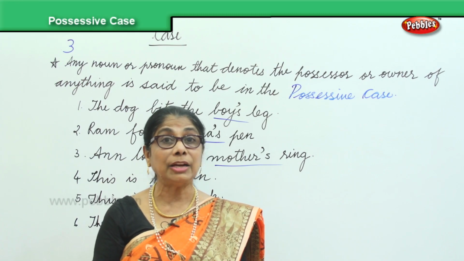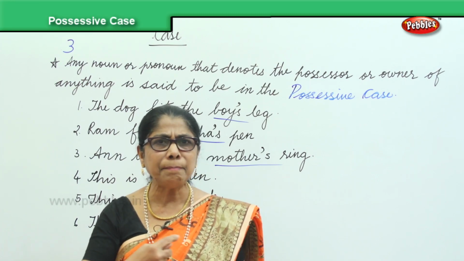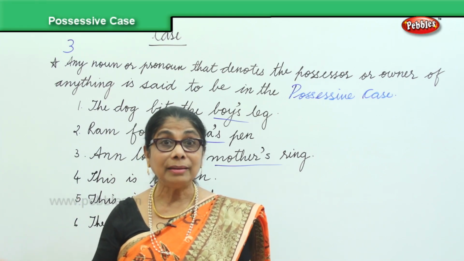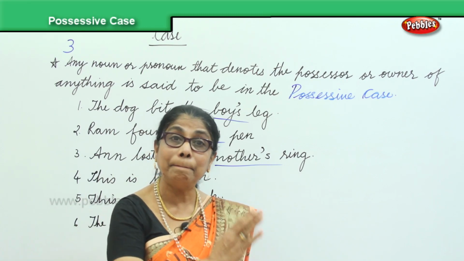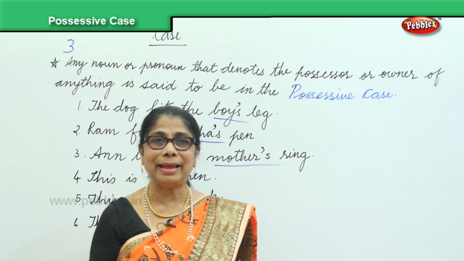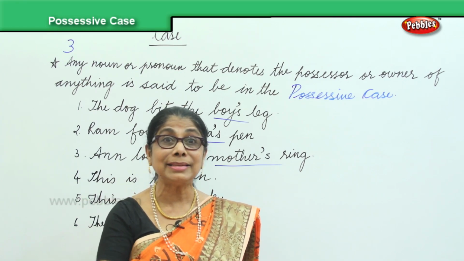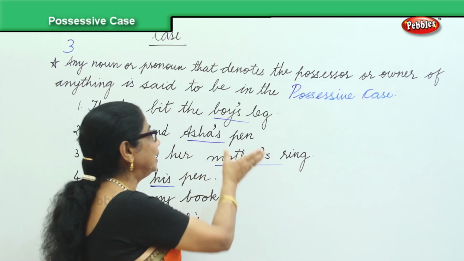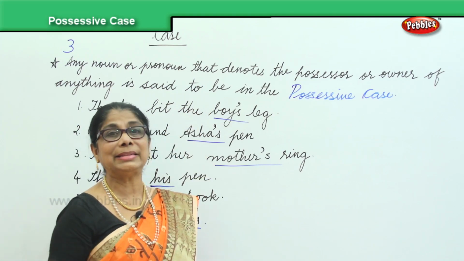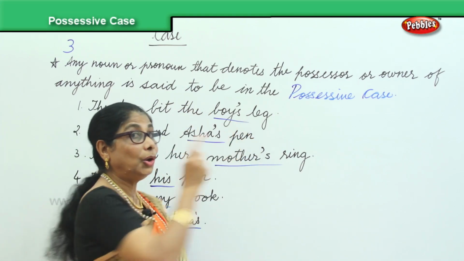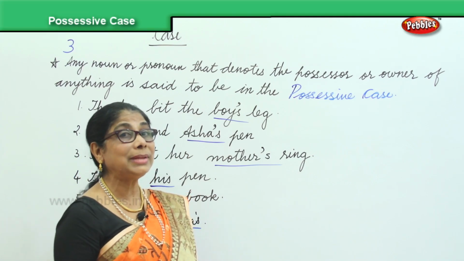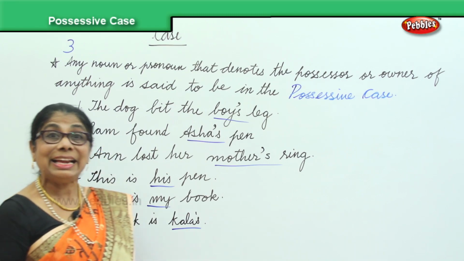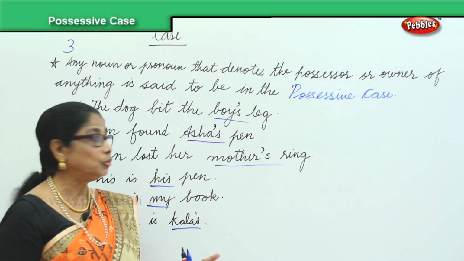Supposing somebody finds a storybook of yours, you will say that is my storybook. Supposing Maria found a bag. Now whose bag is that? Then you will say that is my bag. Asha says my bag, owner. Who does it belong to? So in the possessive case, the dog bites somebody's leg. Whose leg? The boy's leg. Whose pen did Ram find? Ram found Asha's pen. Belongs to Asha.